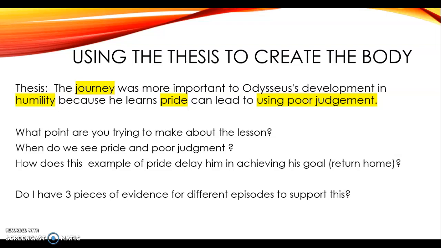So the very first way that we could do this is we're going to take our thesis statement and we're going to focus on the points that we want to make regarding our thesis statement. So what point am I trying to say about humanity, or what do I see when I read the text about Odysseus' pride and his poor judgment? So if I turn these things into questions and I answer the questions, then I will have enough information to create a body paragraph.